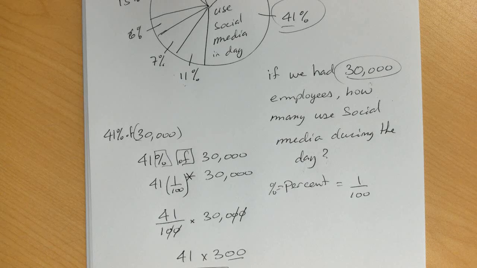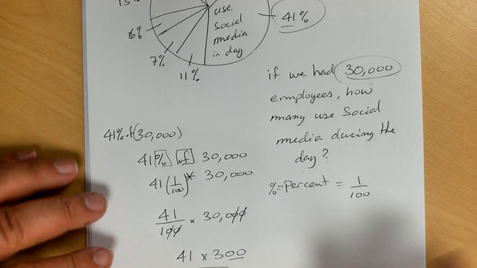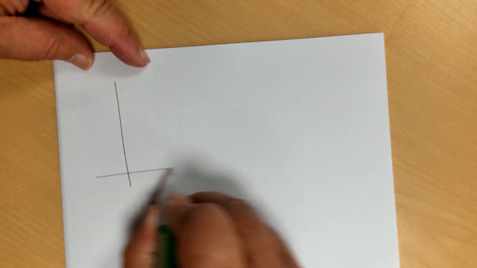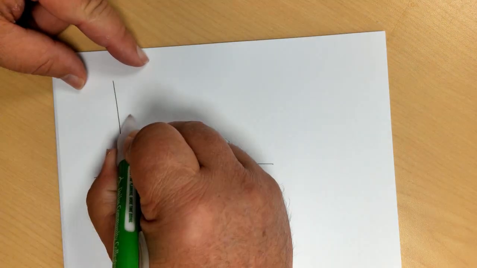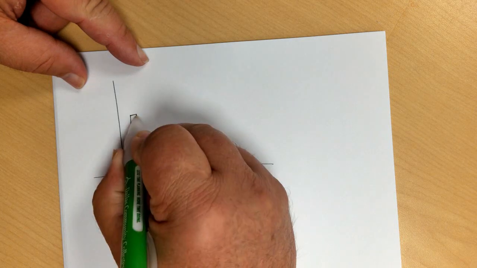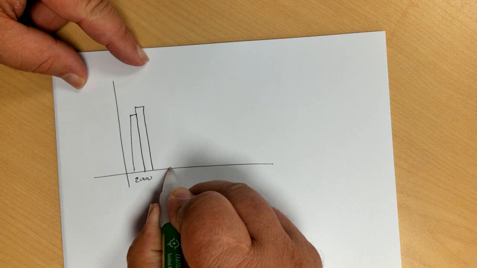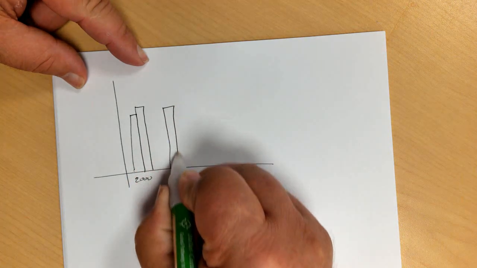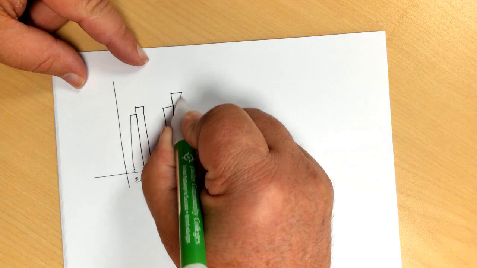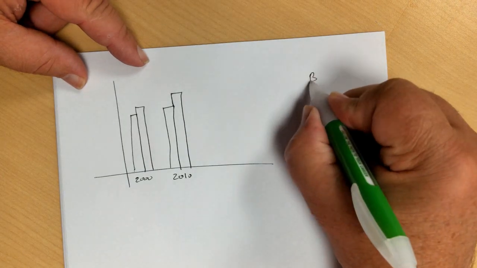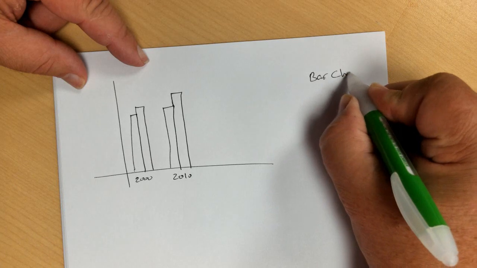Yeah, because I can't pull it up on here. What kind of chart, what kind of graph is this? Very good. It's a bar chart, bar graph.